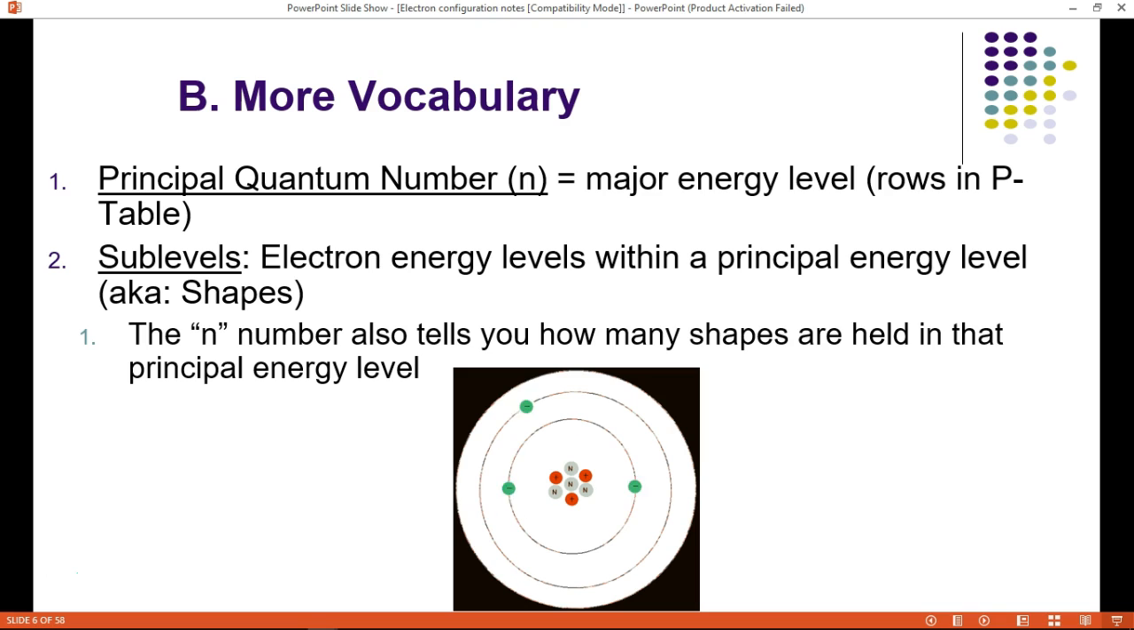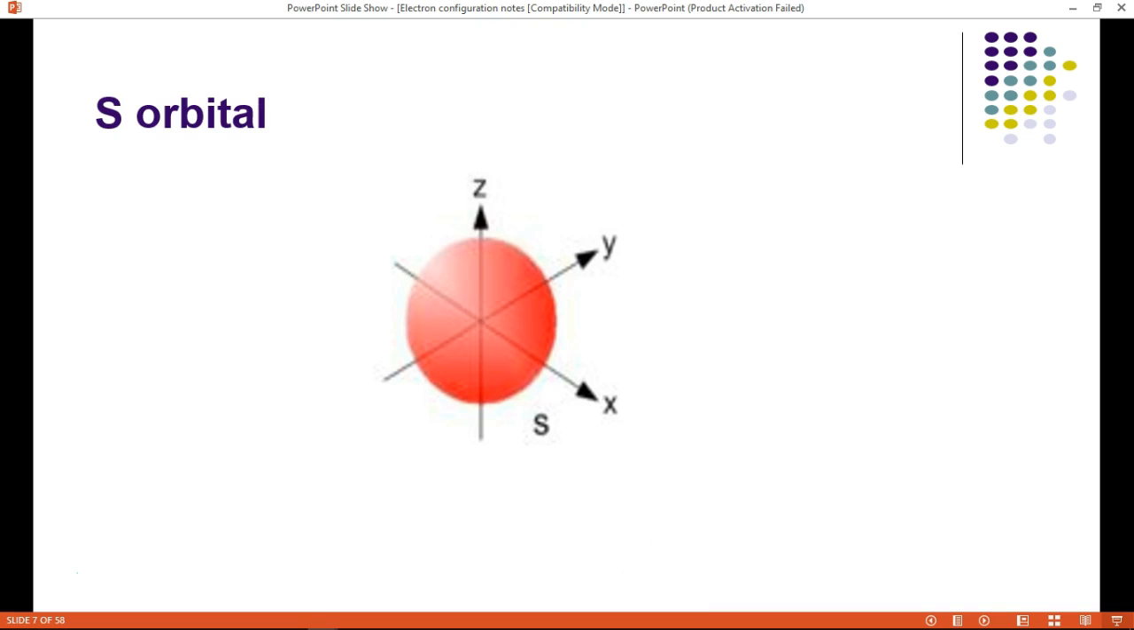Right. Within those shells, you have sublevels. And so it says electron energy levels within a principal energy level. So these are going to be our shapes, and I'll show you what I mean by that. The n number can tell me how many shapes are held within that principal quantum level. I will explain that a little later. All right, so let's get into the shapes that were found based on Schrodinger's equation.